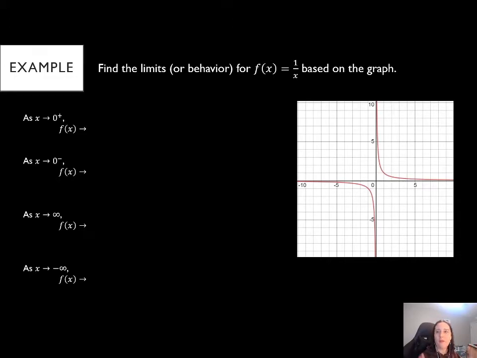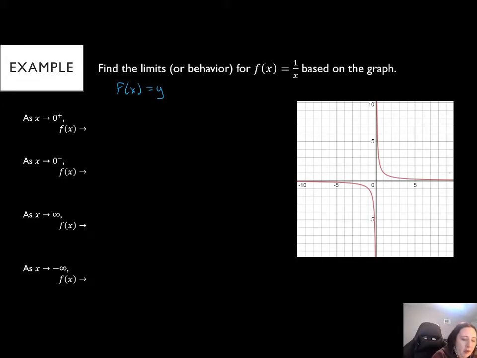So find the limits or behavior, and that's another term, so the questions might say find the behavior for f of x equals 1 over x based on that graph. So we have the graph. And then I've got as x heads to 0 from the right side. So that means I'm starting at positive infinity and going towards 0. f of x, and then we have this arrow. So that's saying, okay, where is our y value going? Because remember, f of x is equal to y. Those are the same thing. So think of it, where is y going?